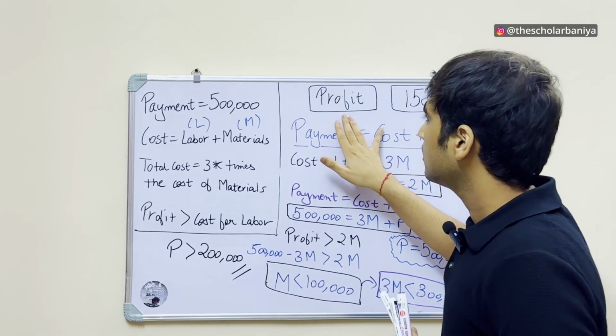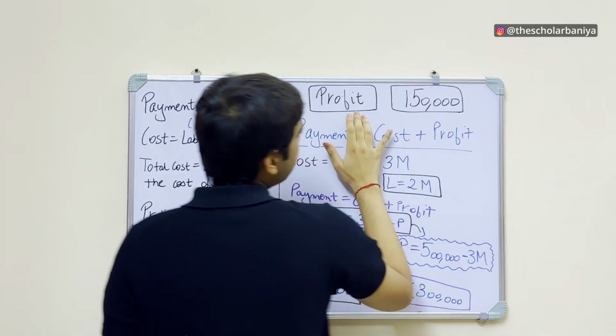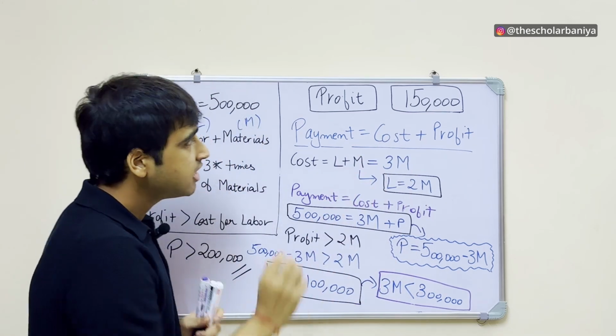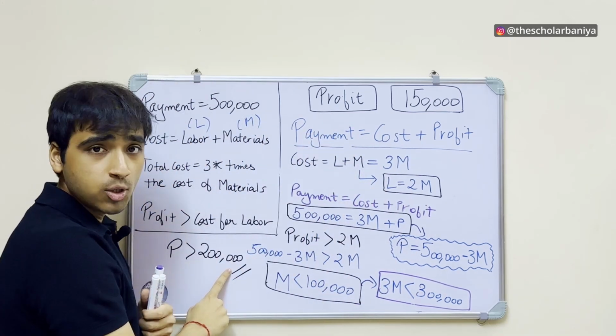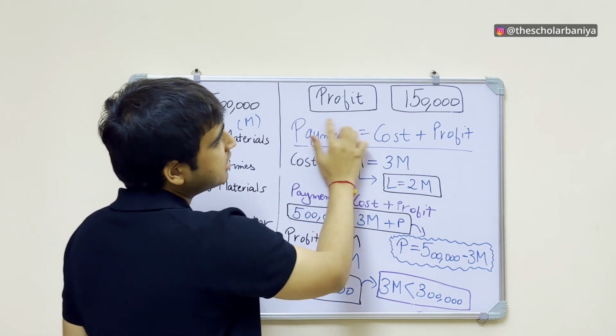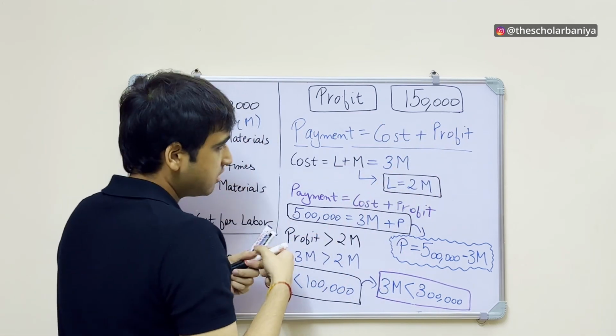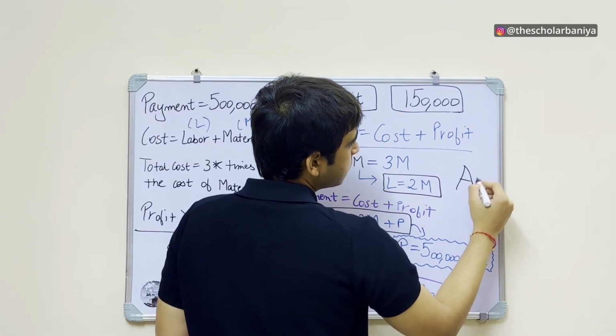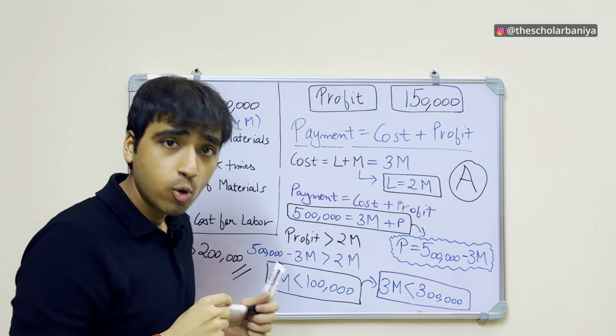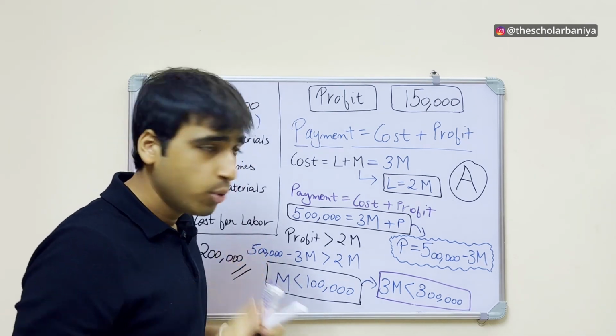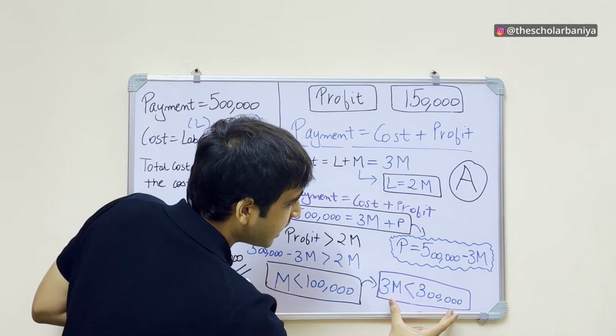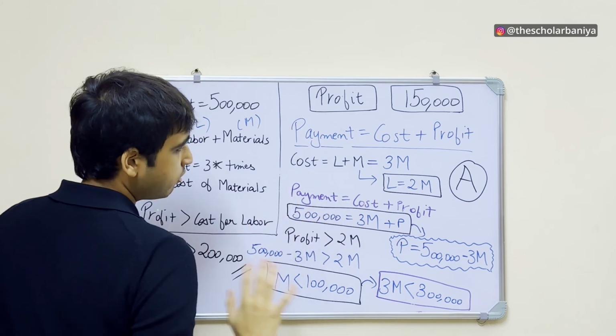Now we were told in the question that we had to calculate whether the profit is 150,000. Since we know the profit P is greater than 200,000, obviously this part is greater than this, so your answer becomes A. I hope this should be clear. There should be no doubt in this. If you want to understand this part a little more carefully, let's do one thing.